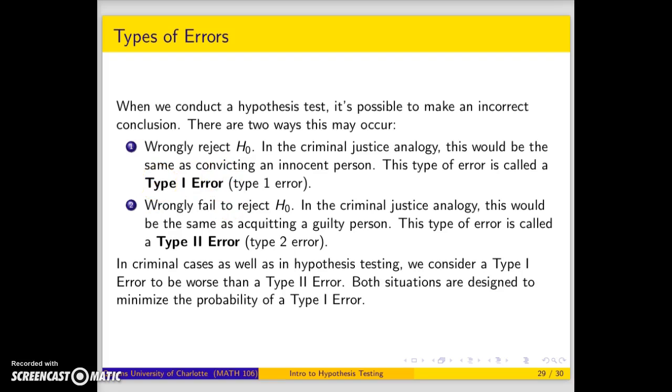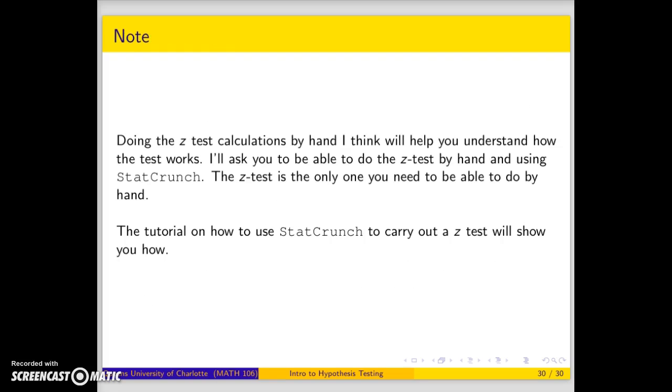The other type of error is if you wrongly fail to reject H0. In the criminal justice analogy, this would be the same as acquitting a guilty person, and this is called type 2 error. In criminal cases, as well as in hypothesis testing, we consider a type 1 error to be worse than a type 2 error, and hypothesis tests are designed to minimize the probability of type 1 error. So that's very important.